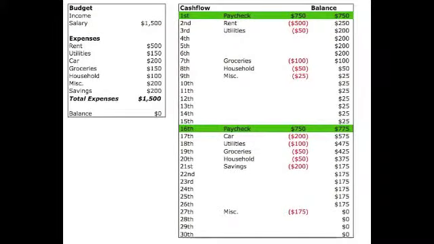And the same thing goes with the second half of the month. It's just a great way to be able to say, am I spending too much money? Am I going to have enough money to pay my bills when I get my next paycheck? And it's also great for future forecasting.